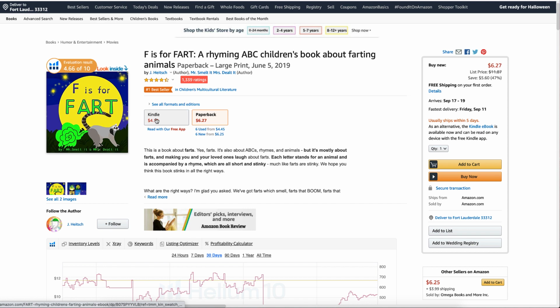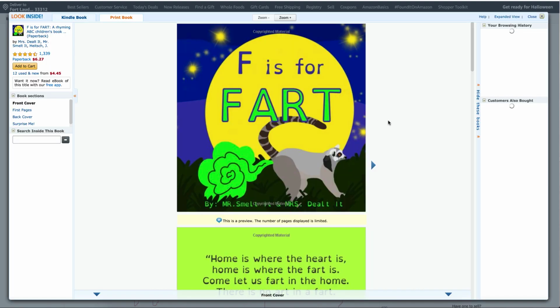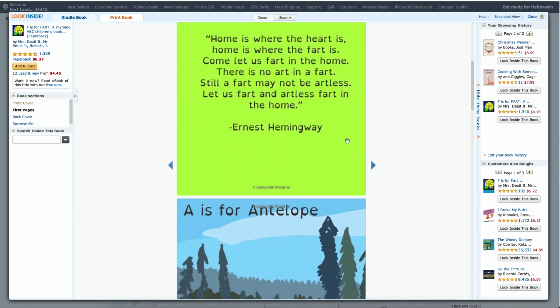Now, the reason why they can do it for Kindle is because it doesn't need to be written in. Remember, anything that needs to be written in, paperback only. So if you're doing a cookery book, you can do Kindle and paperback. So here we go. This is what it is.